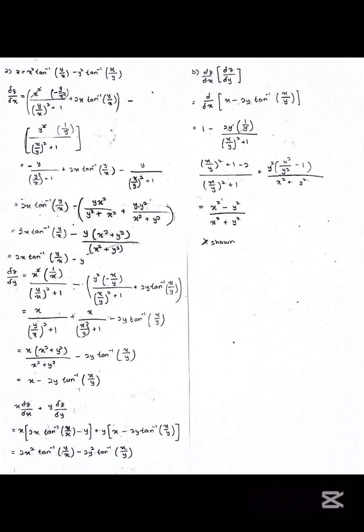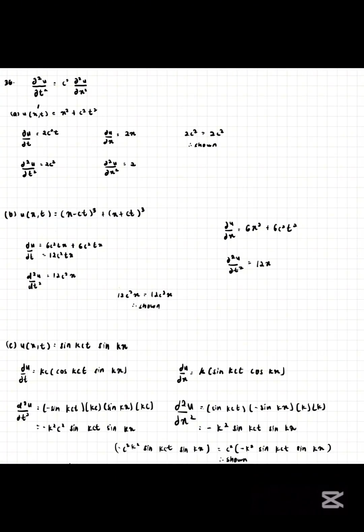For part B, we have the previous value of del z over del y, so we differentiate it with respect to x, and we get x square minus y square over x square plus y square, and it is proven. For question 36, we need to satisfy the wave equation, which is del square u over del t square equal to c square del square u over del x square.